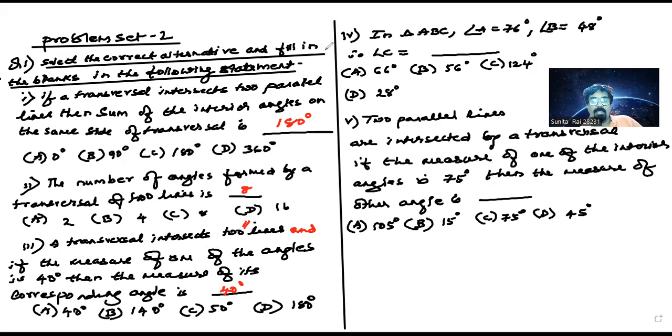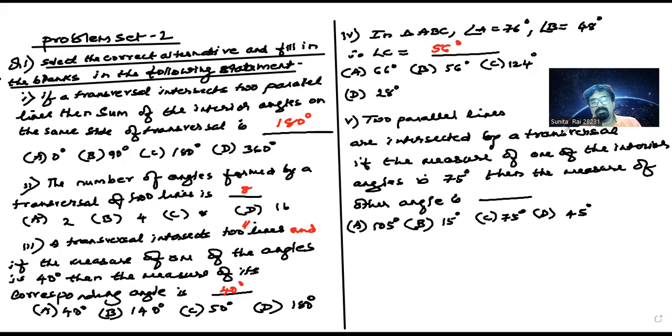Then, children, go to the next. In triangle ABC, angle A is 76 degrees, angle B is 48 degrees. Therefore, angle C equals how much, children? The sum of all angles of a triangle is 180. Angle A plus angle B plus angle C equals 180 degrees. 76 plus 48 plus angle C equals 180 degrees. So angle C equals 180 minus 124 degrees, which is 56 degrees.